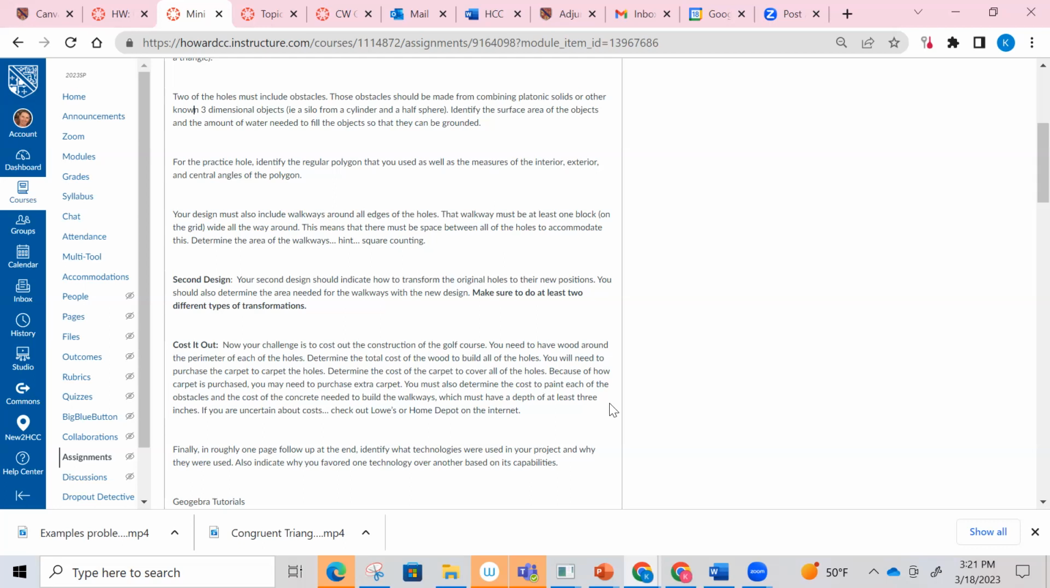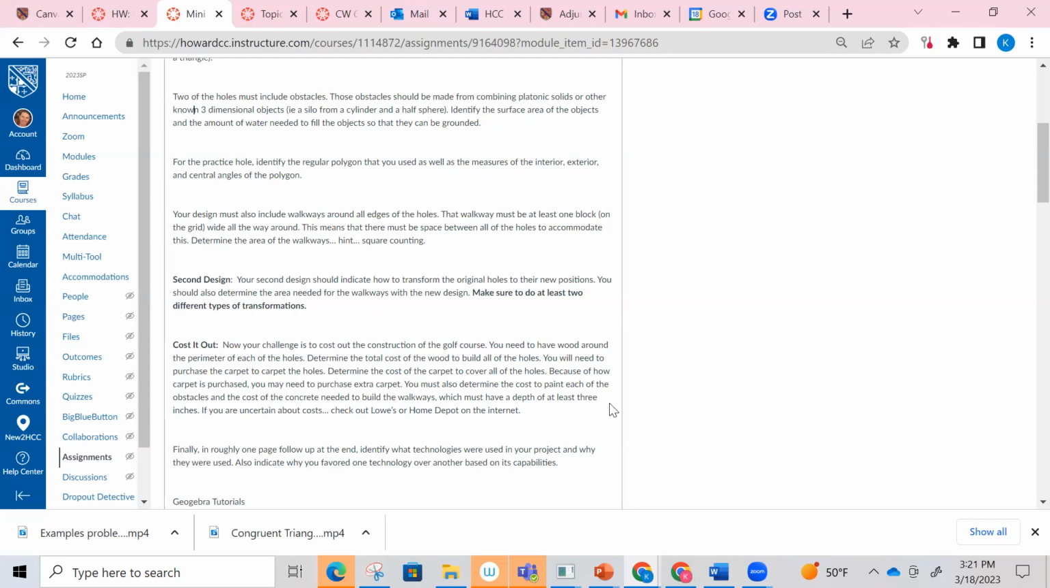Because of how carpet is purchased, you may need to purchase extra carpet. You must also determine the cost of paint to paint each of the obstacles and the cost of concrete needed to build the walkways, which must have a depth of at least 3 inches. If you're uncertain about cost, check out Lowe's or Home Depot on the internet.